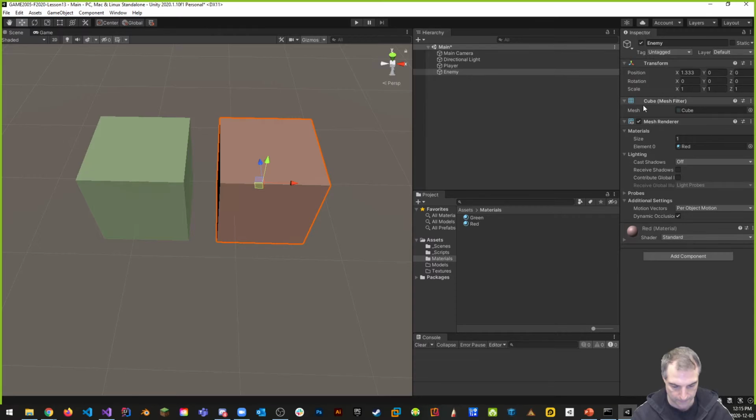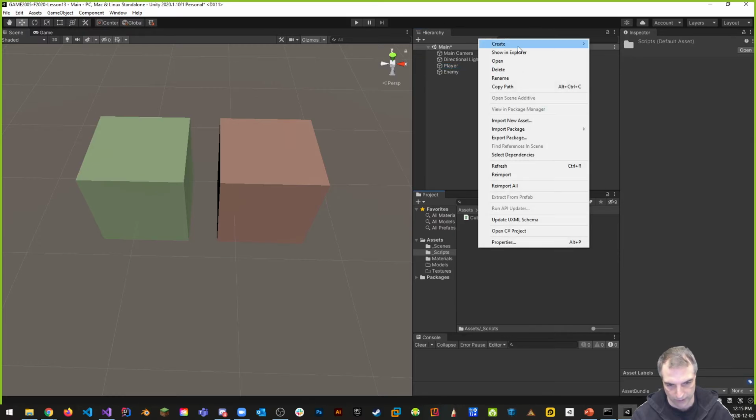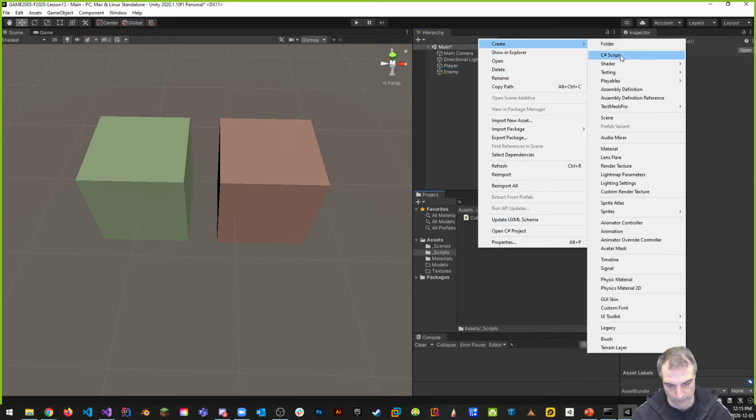So is there a way of getting this information ahead of time instead of making your own class? First of all, in the scripts folder, I have this cube behavior. What I want to do is take this cube behavior and attach it, for now, just to the green cube. So the way to do that is the player. I'm going to take the cube behavior script that I have. By the way, if you don't have cube behavior because you started a brand new project, first of all, when you want to add a script, you right click and go to create C# script.